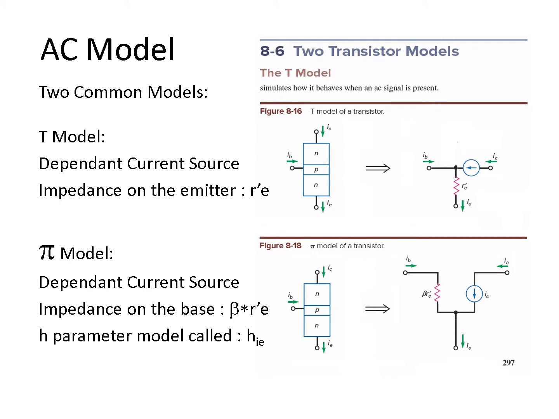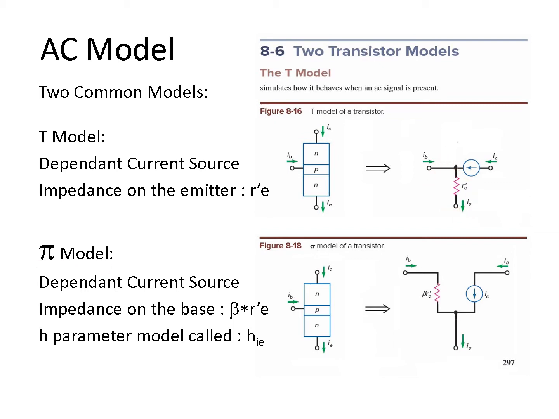For the AC model, there's two common models. There's the T model and there's the pi model. In the T model, which is this one here, we have a dependent current source, and the current that goes from collector to emitter would be beta times IB. Now the T model, instead of a constant voltage drop on the input, we have an impedance which is called R'(E). This impedance is on the emitter.